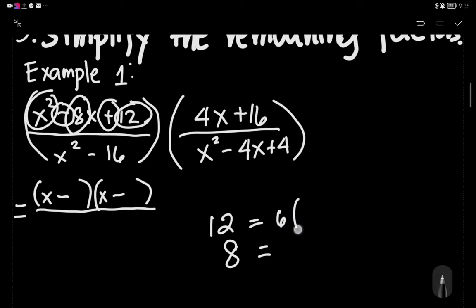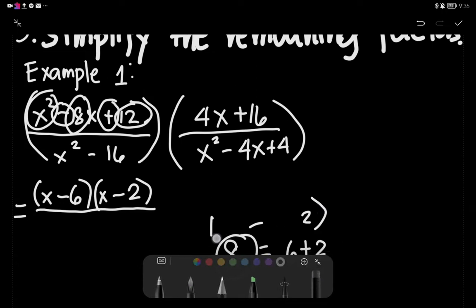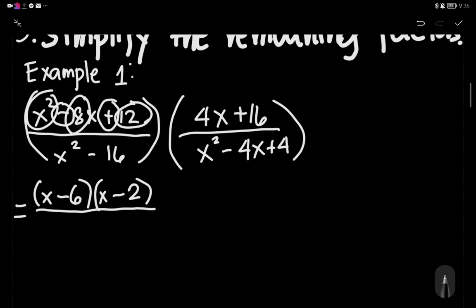Let's have 6 times 2 is 12. 6 plus 2 is 8. So we have 6 here. You write 6 here and 2 on the other one. Since you have factored out the first numerator, let's proceed to the denominator, which is x squared minus 16.